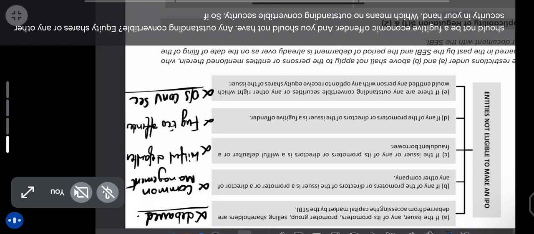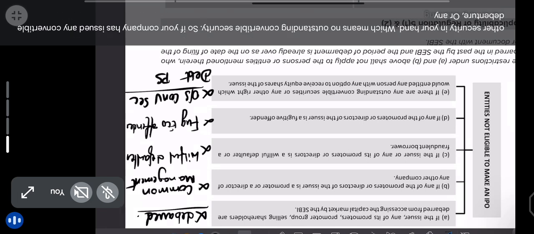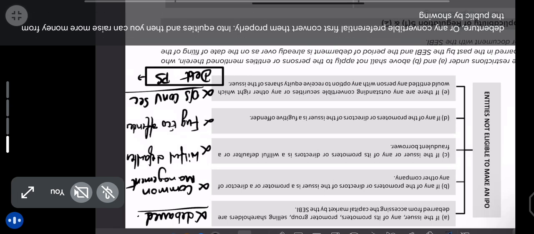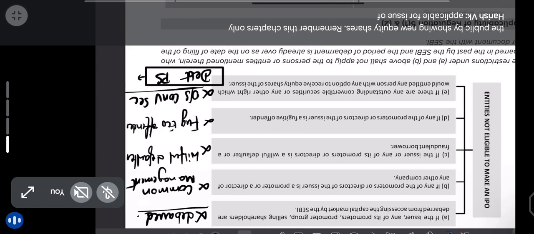So if your company has issued any convertible debenture or any convertible preference share, first convert them properly into equity shares, and then you can raise more money from the public by issuing new equity shares. Remember, this chapter is only applicable for issue of equity shares and convertible securities.